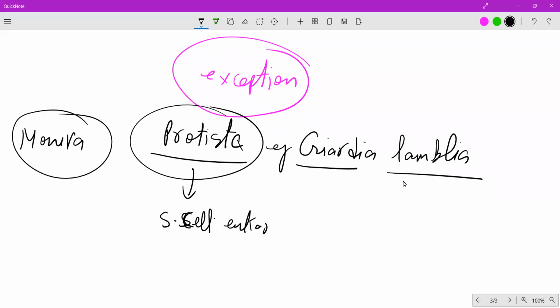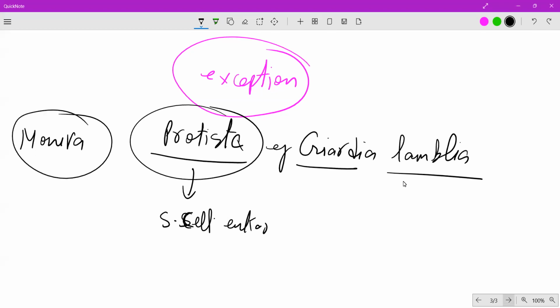So what is Giardia lamblia? It is a protist. For example, I say Chlamydomonas. For example, I say Plasmodium. I say you have amoeba. It is a protist. It is a single-celled organism. So similarly, we have Giardia lamblia. We know Giardia lamblia does not have mitochondria. It does not have mitochondria and is a eukaryotic cell. So this is one exception that we have.